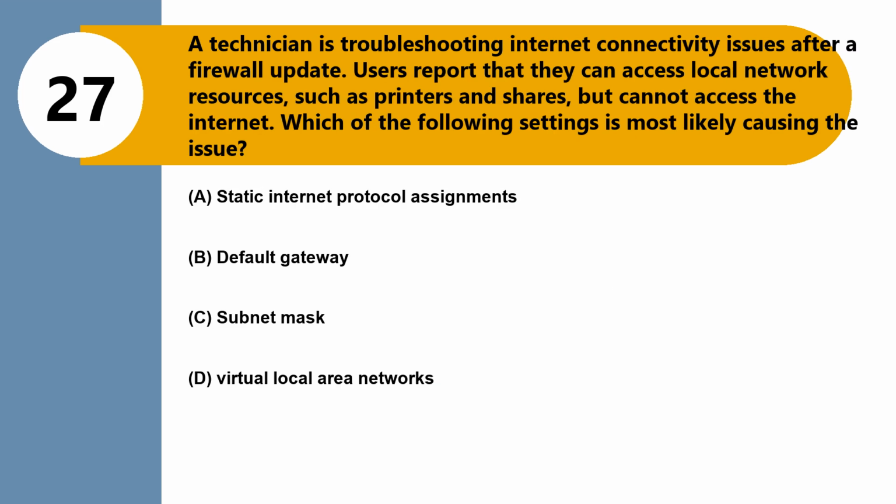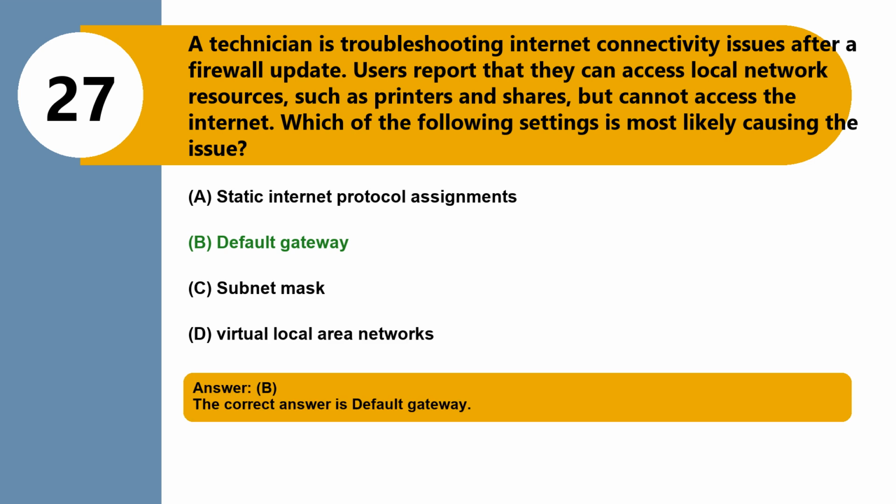Question 27. A technician is troubleshooting internet connectivity issues after a firewall update. Users report that they can access local network resources, such as printers and shares, but cannot access the internet. Which of the following settings is most likely causing the issue? Option A, static internet protocol assignments. Option B, default gateway. Option C, subnet mask. Option D, virtual local area networks. The correct answer is option B, default gateway.